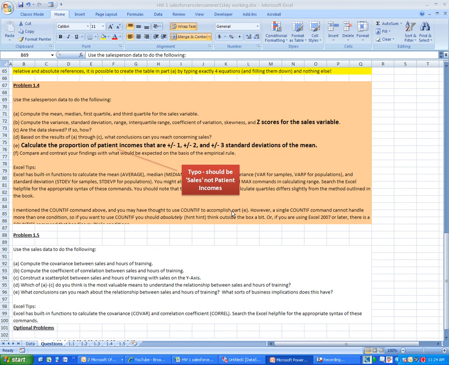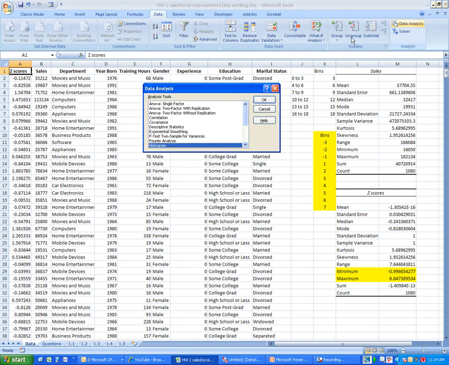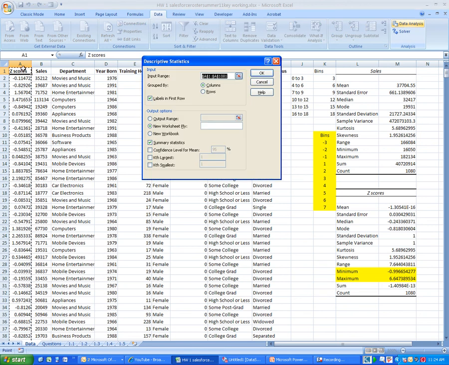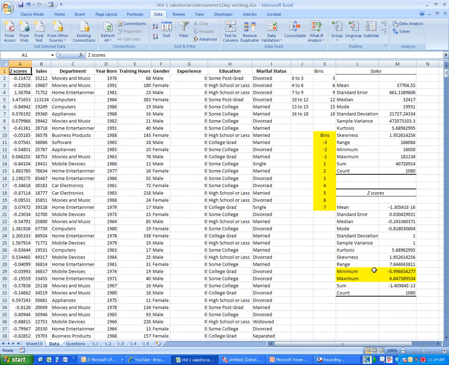So how do we calculate the percentage of cases for these z-scores that are plus or minus 1, 2, or 3 standard deviations around the mean? Well, we're going to go to our handy dandy data analysis tool pack. We're going to go to our descriptive statistics. We're going to select our z-score column. We're going to run our summary statistics, click OK, and there they are. Now I already have these copy and pasted over here. Now the only thing that's of value to us here is the minimum and maximum.